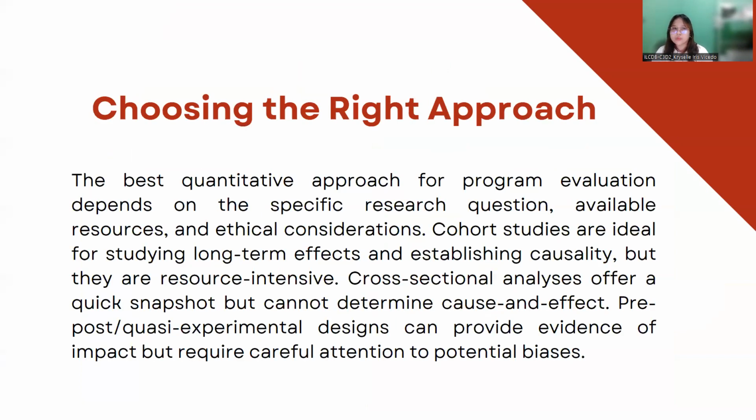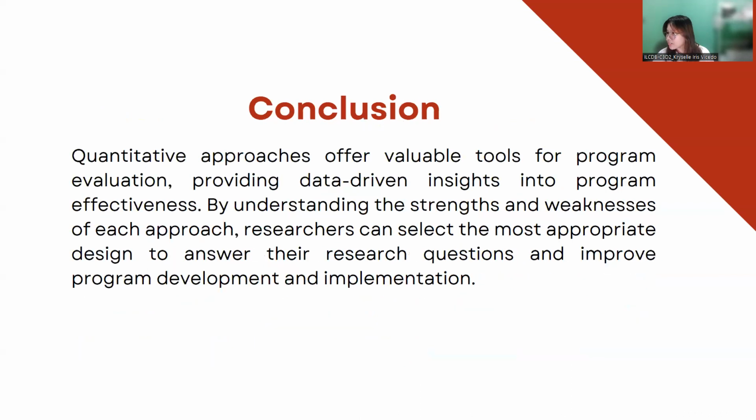Okay, so in choosing the right approach, the best quantitative approach for program evaluation depends on the specific research questions, available resources, and ethical considerations. Cohort studies are ideal for studying long-term effects and establishing causality, but they are resource intensive. Cross-sectional analyses offer a quick snapshot but cannot determine cause and effect. Pre-post quasi-experimental designs can provide evidence of impact but require careful attention to potential biases.